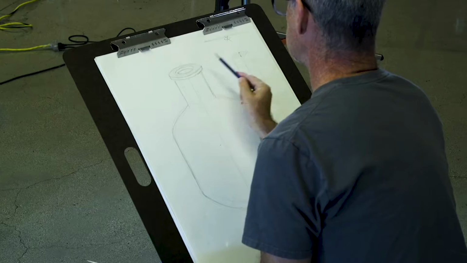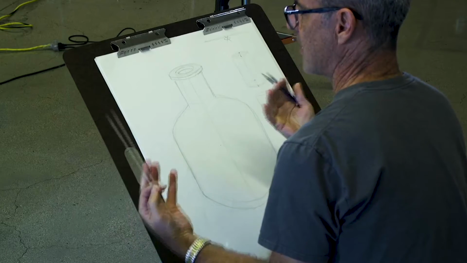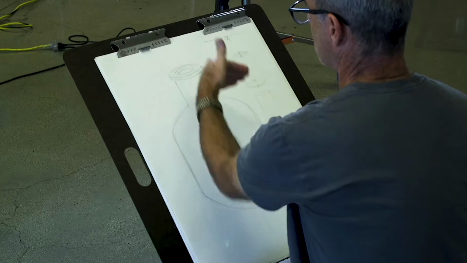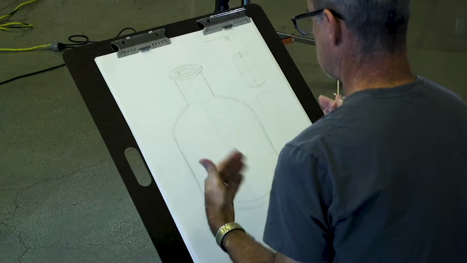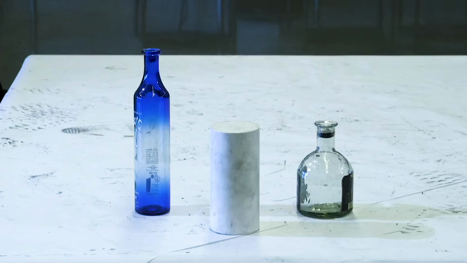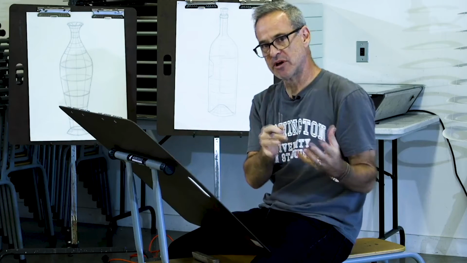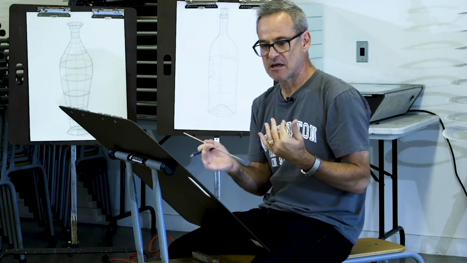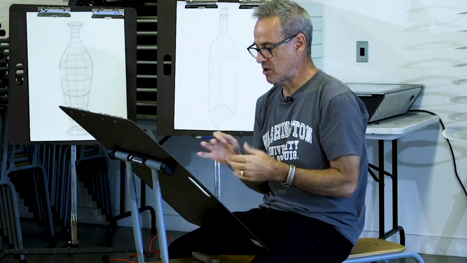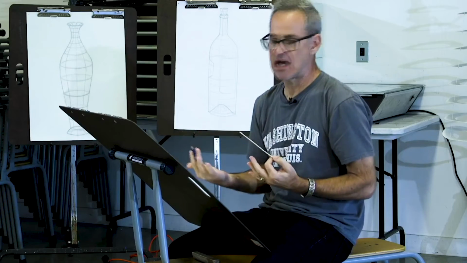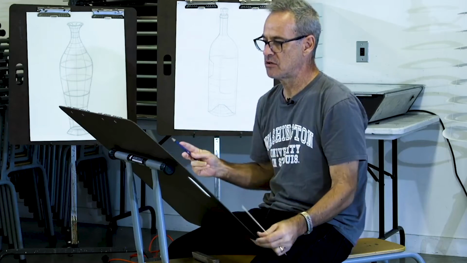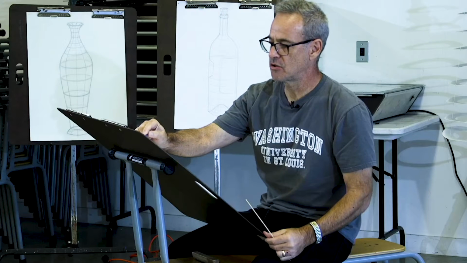Now what we're going to do is talk about the actual form of this object, and giving you the illusion of form more than what we have right now. When we think about how we've done that in previous drawings, it was based on value, right? And we're not going to have value here. We're only going to have line. So the lines that we're going to use are called cross contours.